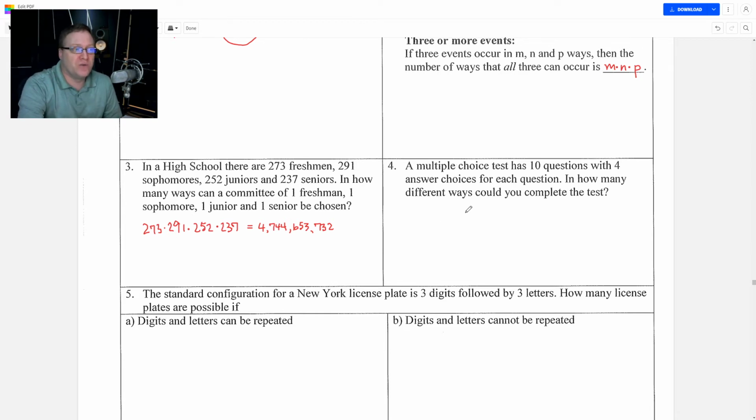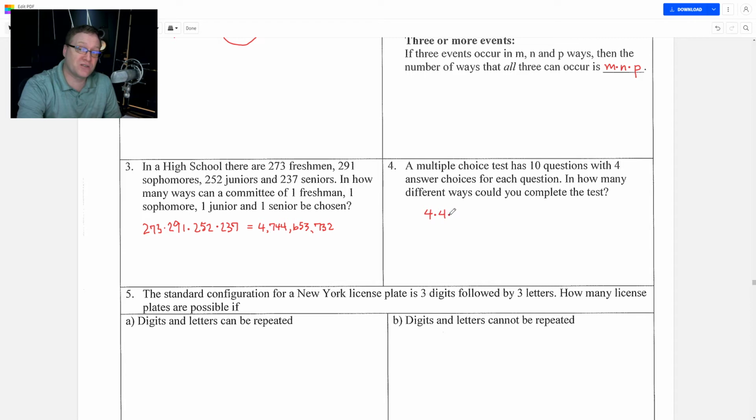Well, the answer is going to be, let's see. How many different ways can we do the first question? 4. Then, how many different ways can we do the second question? 4.